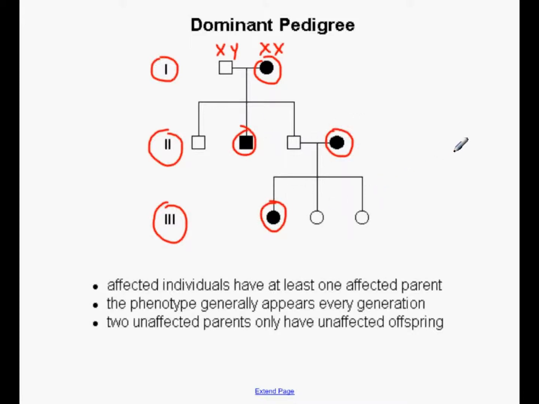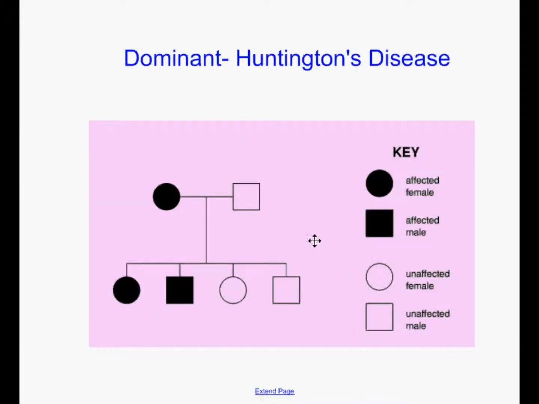Now, if you see that the trait occurs in a single generation, we would say that the gene for this trait is probably dominant. Now, I can't be 100% sure, and there's not a lot of people in here, but that's my best guess. So if you look at this one here again, every generation, it's probably a dominant trait. In this case, I was looking at Huntington's disease.